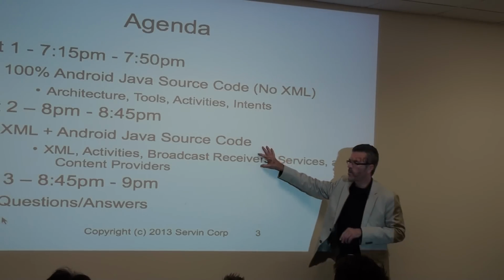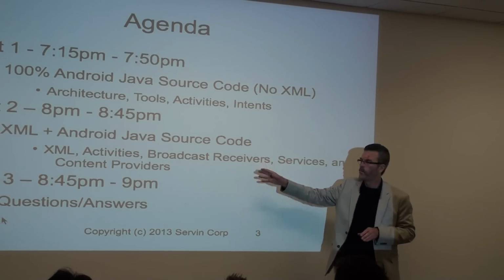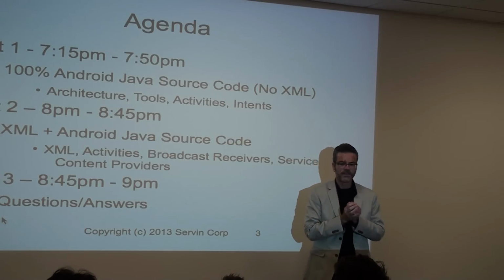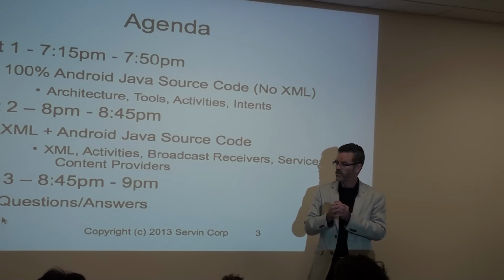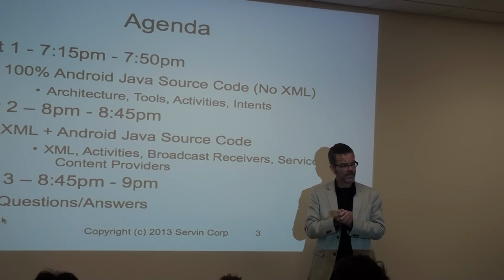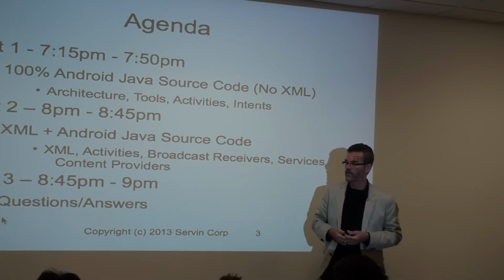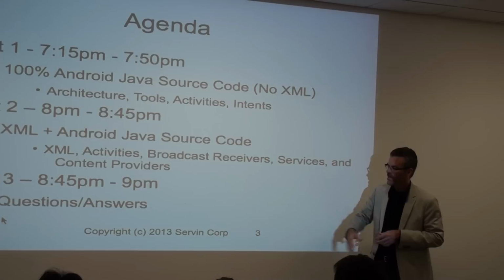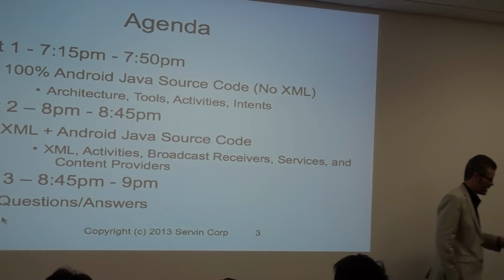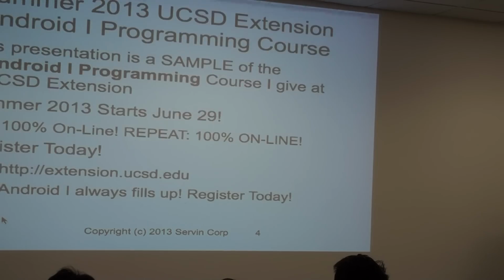Then we'll take a short break, and in part two, we'll put into the picture XML. It turns out the Android architecture uses a number of XML files, and we'll see how they're used and how your Java code communicates with those Android files. And then we'll end with whatever questions and answers may come up.